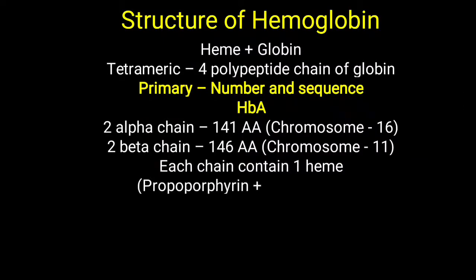Heme is called a protoporphyrin. This protoporphyrin is attached with Fe2+, the reduced form of iron, which is called the ferrous form. So Fe2+ is combined with the protoporphyrin, and that heme molecule is present, with one heme residue in each globin chain. So a total of 4 heme residues and 4 globin chains make one hemoglobin molecule.